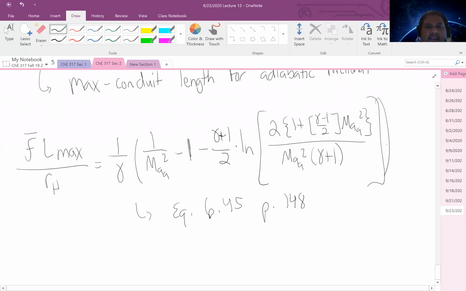All right, so I think that's all we have time for today. We'll pick up here on Friday, finishing our discussions in adiabatic frictional flow. We'll work an example. Then we'll talk about isothermal frictional flow and work another example.